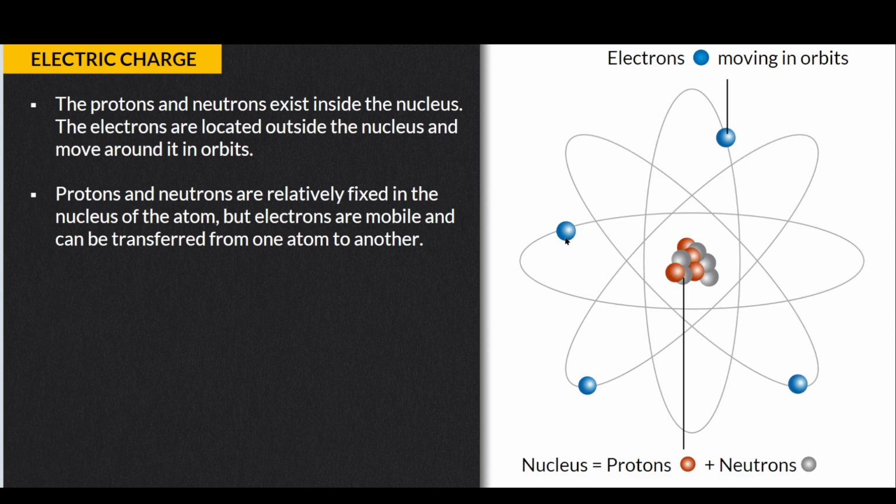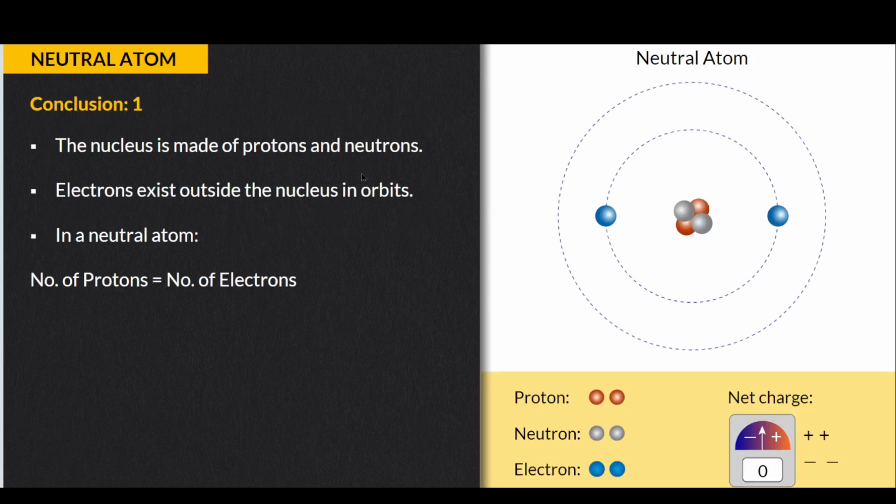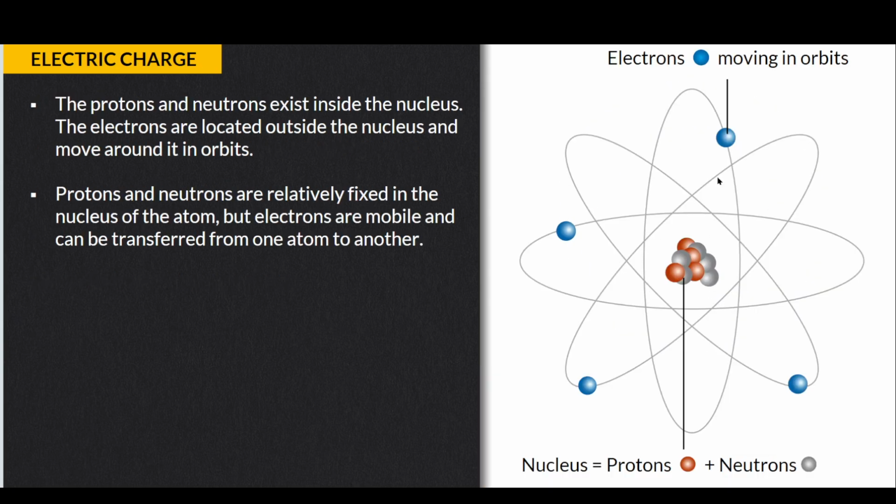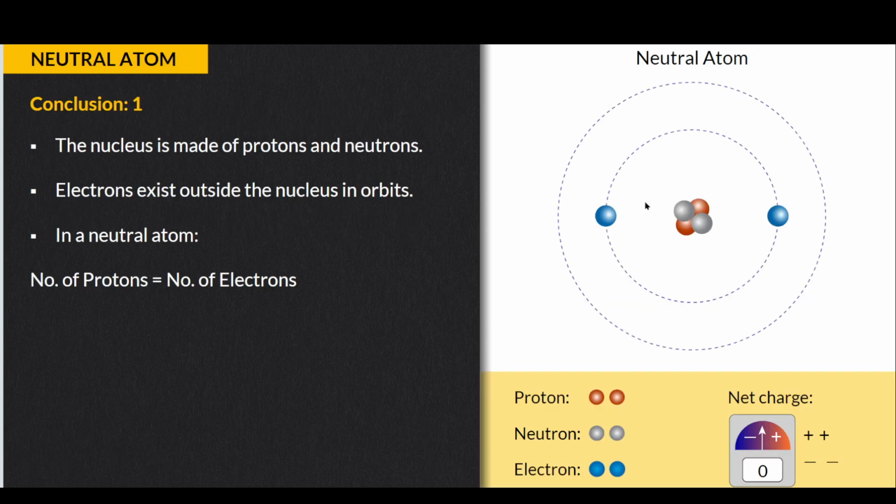Basically, electrons are the ones which can transfer from one atom to another, and protons and neutrons are fixed inside the nucleus. So electrons are mobile; they can transfer. And these paths, these lines, are called orbits, in which electrons move. Basically, this is the path they take to move around the nucleus.